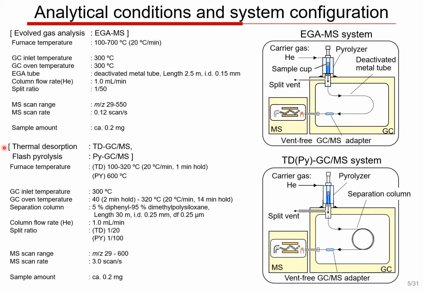This was followed by thermal desorption (TD-GCMS) and flash pyrolysis (Py-GCMS) analysis. A diagram of the system is shown here. In this system, the gases generated in the furnace are introduced into a separation column in the GC and then analyzed by MS. This allowed for a more detailed understanding of the pyrolysis rate.